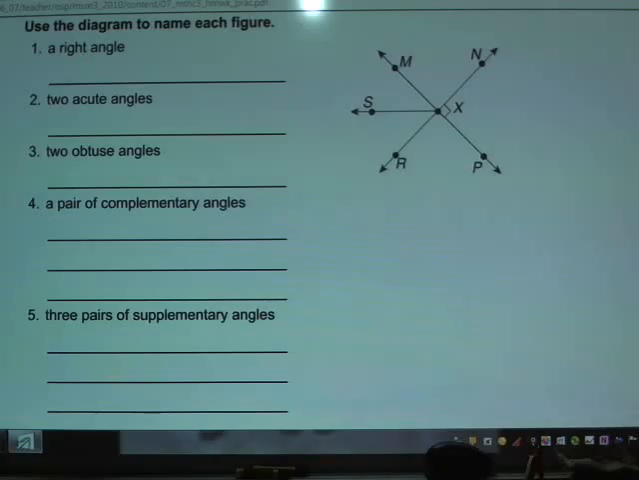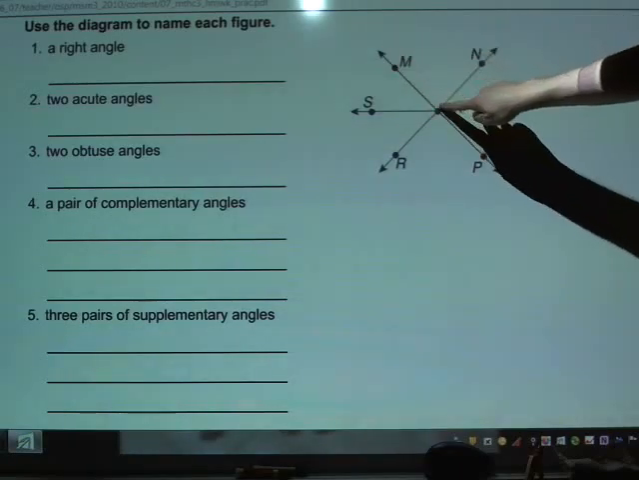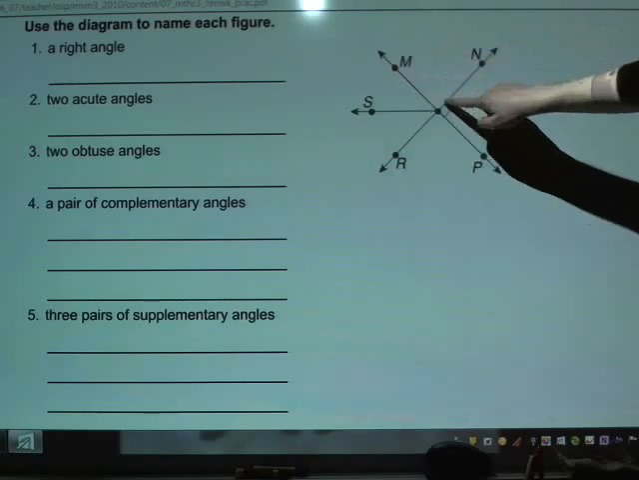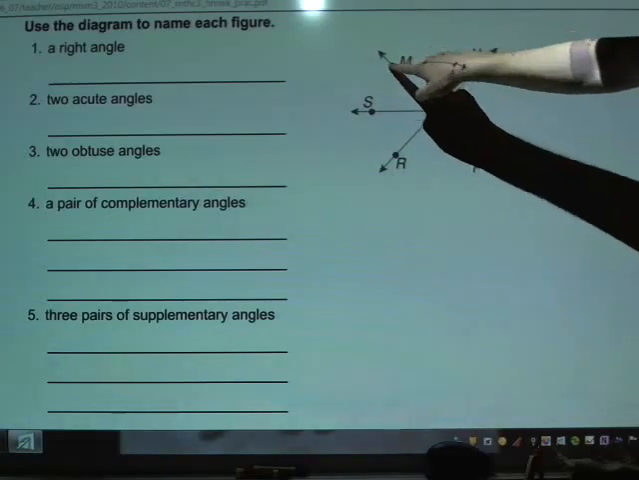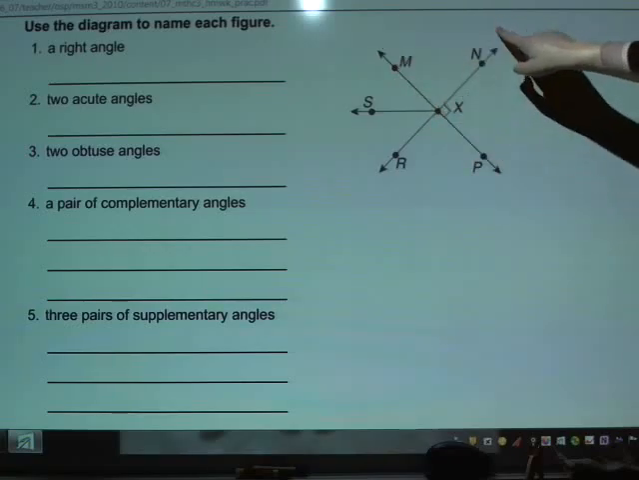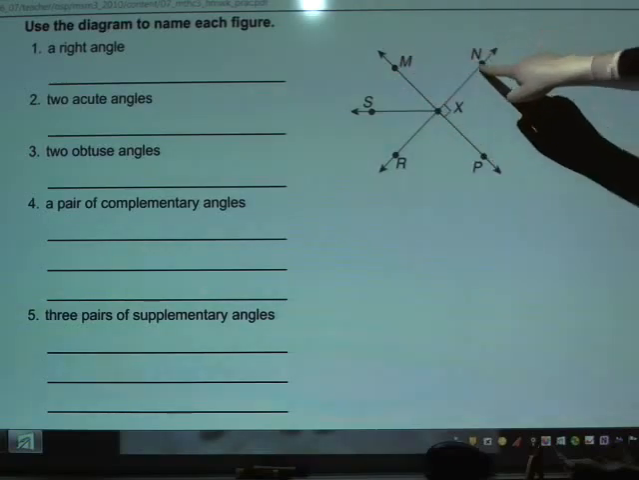Start off with number 3, where they're asking us to find 2 obtuse angles. Remember, the word obtuse means that the angles have to be bigger than 90 degrees. If you picture an L, maybe even make an L with your finger and your thumb right now, and then stretch it out a little bit, that's what an obtuse angle is. It's bigger than 90 degrees. Like this one that goes through M and N and has X in the middle, MXN or NXM, whatever you want to call it, that's an L shape. That's going to be a 90-degree angle.